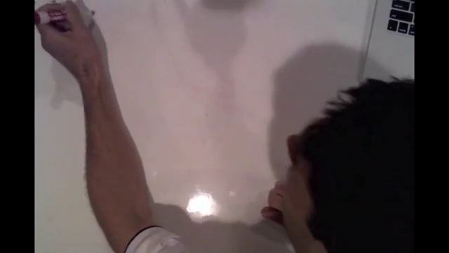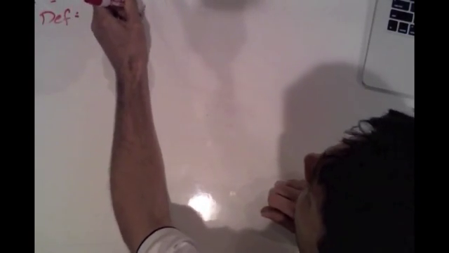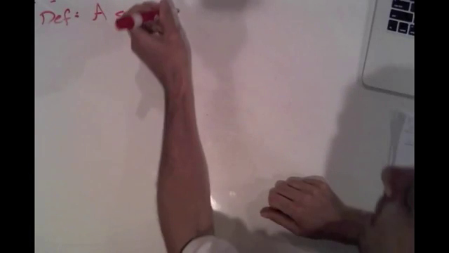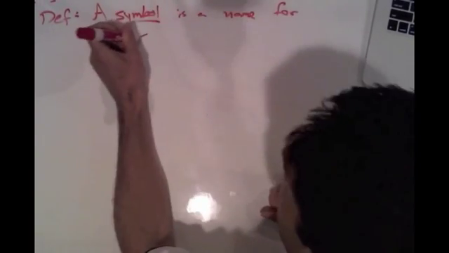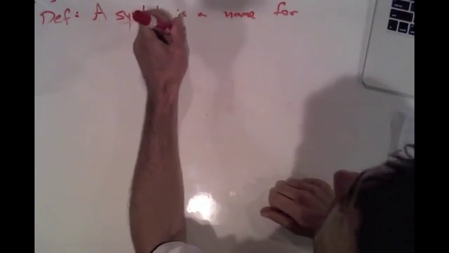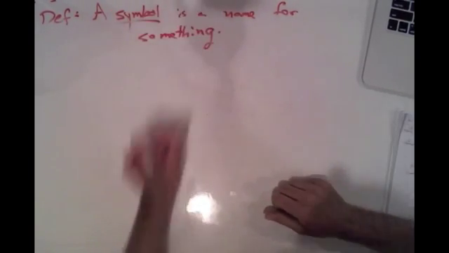Definition. A symbol is a name for something. A symbol is a name for anything.